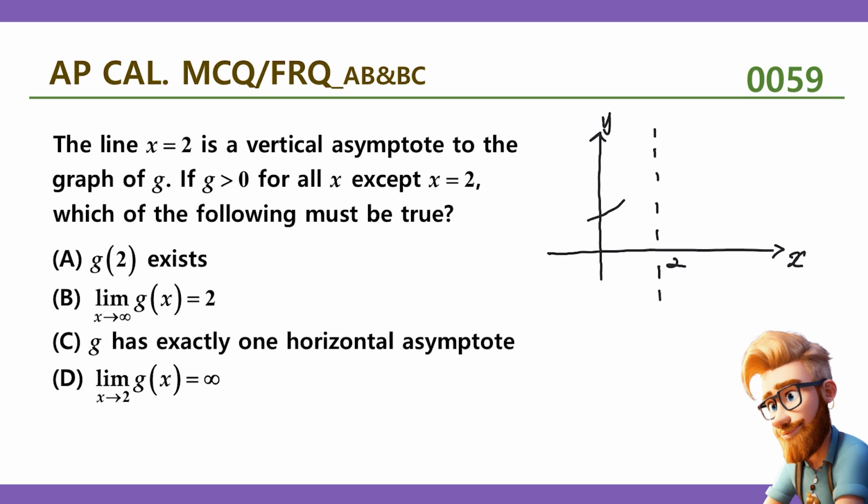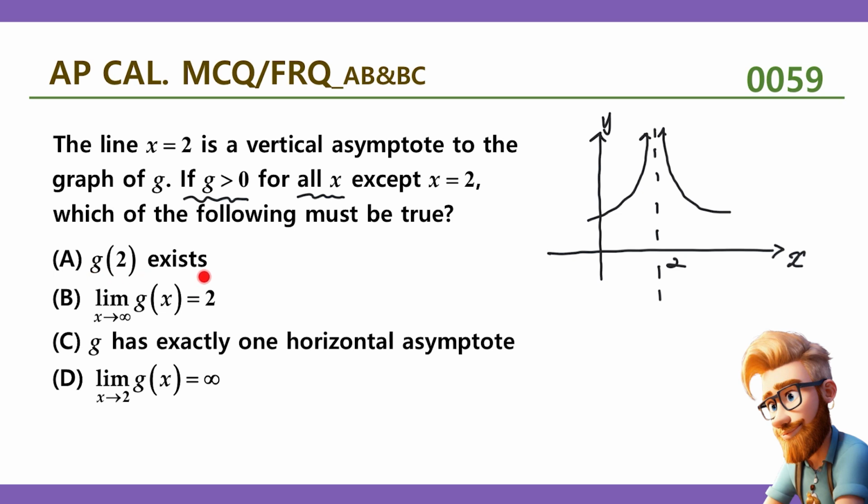g approaches positive infinity as x approaches 2 from left hand side, and g also approaches positive infinity as x approaches 2 from right hand side, right? We cannot draw like this, right? Because it says that g is positive for all x. Okay, so we must have g above the x-axis. Does that make sense?